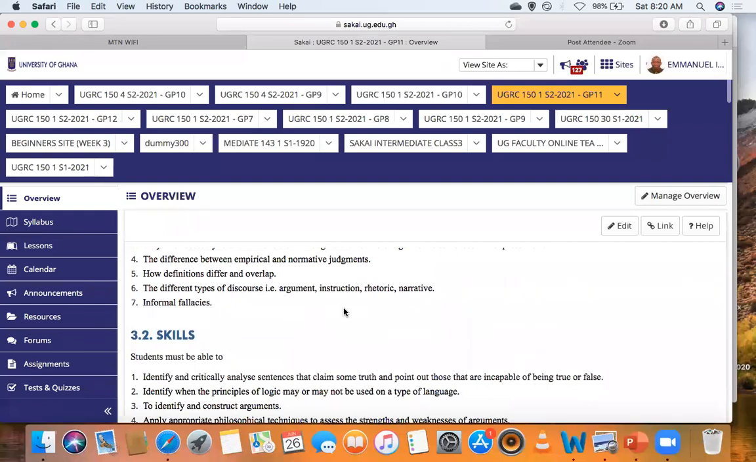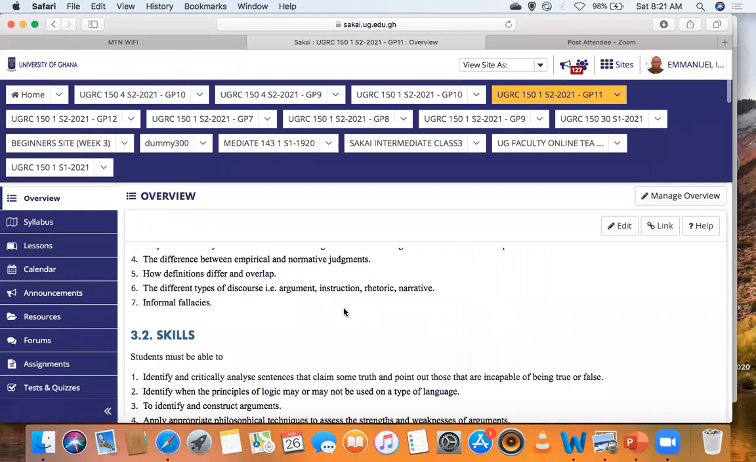Then after definitions, number 6, we'll look at different types of discourse, such as argument, instruction, rhetoric, narrative. So we'll study all these things. And then 7, we'll also study fallacies. Now, fallacies are instances of bad reasoning. There is good and bad reasoning. So what we are doing in logic or critical thinking is really to study good reasoning. And then after studying good reasoning, we also study bad reasoning.